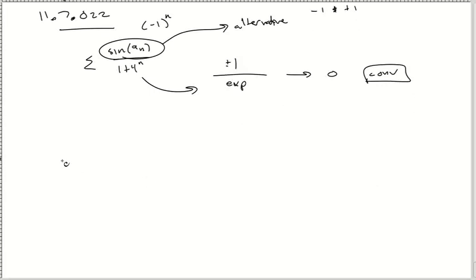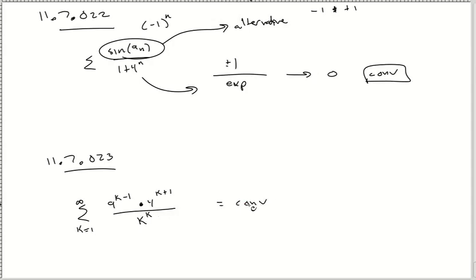Next problem. 7.11, 7.0.2.3. I have summation. They use k's here, so I guess I'll write that. Of 9 to the k minus 1 times 4 to the k plus 1. And then I've got k to the k. All right. Well, I'm going to tell you this one converges. This one's actually the easiest here.